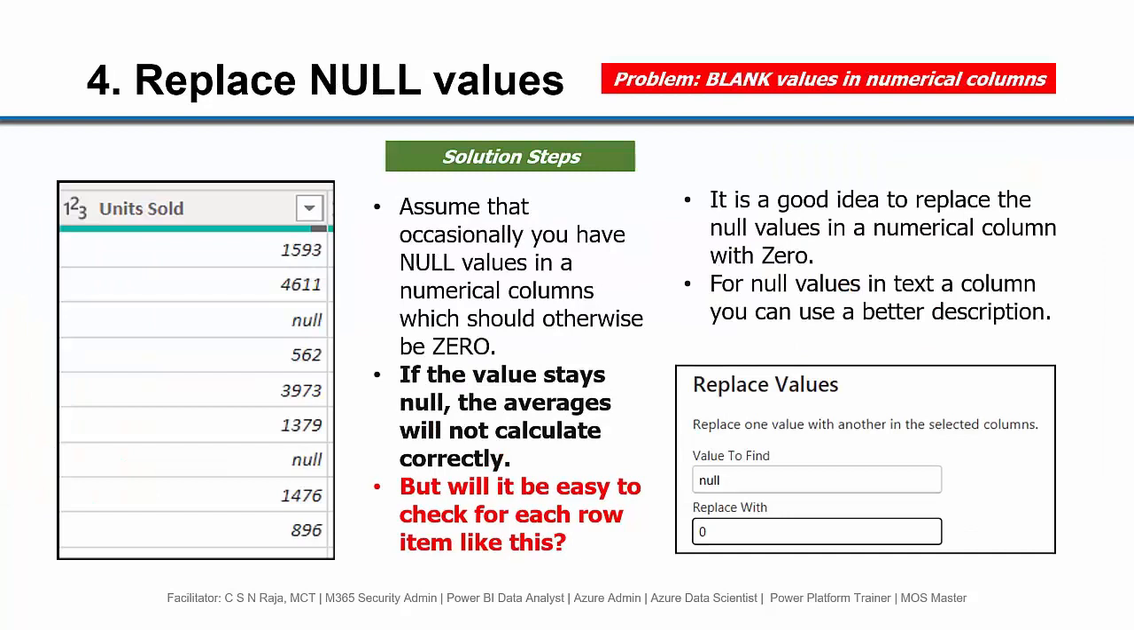The fourth problem is about replacing null values. Assume that occasionally you have null values in a numerical column, which should otherwise be a 0 value. If the value stays null, the averages will not calculate correctly. But again, Raja, will it be easy to check for each row item like this? If that is your question, you will have your answers before the end of this video. However, we are going to make use of an option called replace values to get rid of an issue like this.